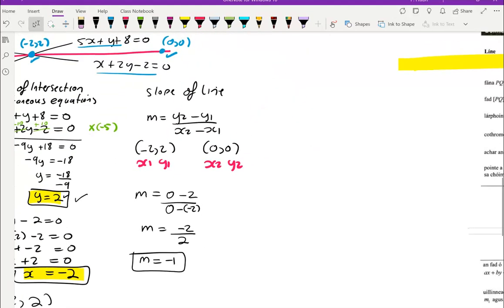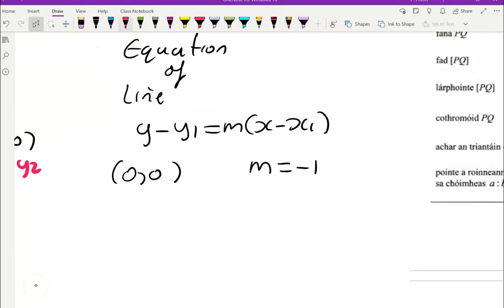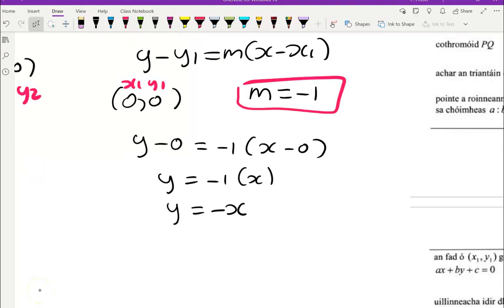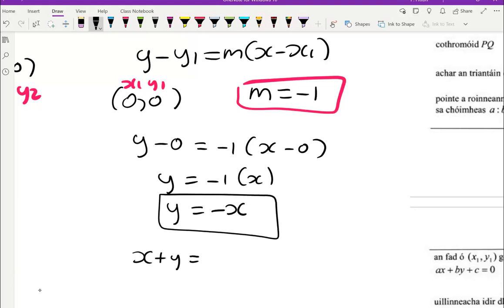We're ready now to find the equation of the line we need using our equation of a line formula. You can use any of the points on the line for x1, y1. I'm using 0, 0, and our slope m is minus 1. This gives us the equation of the line y equals minus x, or if you wish, x plus y equals 0. Either of those are perfectly acceptable.